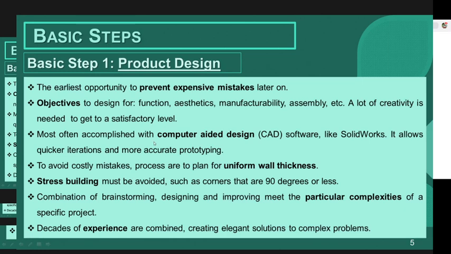Most often, it is accomplished with CAD software like SolidWorks, which allows quicker iteration and more accurate prototyping. To avoid costly mistakes, we plan for uniform wall thickness. Stress buildup must be avoided, so corners that are 90 degrees should be avoided. So a combination of brainstorming, designing, and improving meets the particular complexities of a specific project. Here, decades of experience also play an important role.